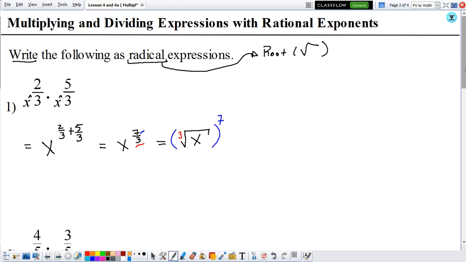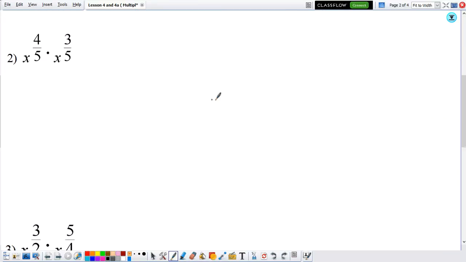Let's continue with example 2 now. Again, we're multiplying, they have the same base, so we can add the exponents. So now we have x to the 4/5 plus 3/5. Now, can we add those fractions? Yes, we can, because they have the same denominator. So now this becomes x to the 7/5.